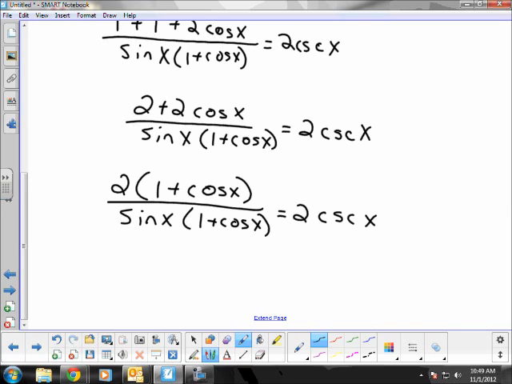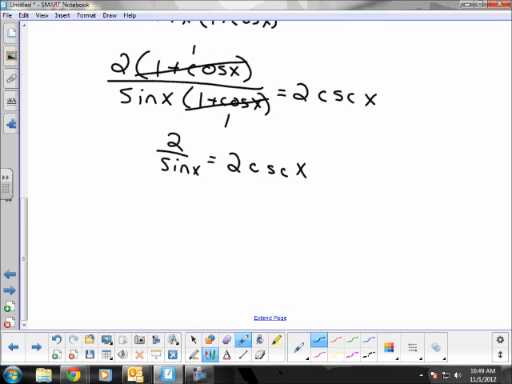And now what can I do? So 1 plus cosine of x on the top and the bottom reduce down to 1s, and I am left with 2 over the sine of x. And what is 2 over the sine of x? 2 times the cosecant.